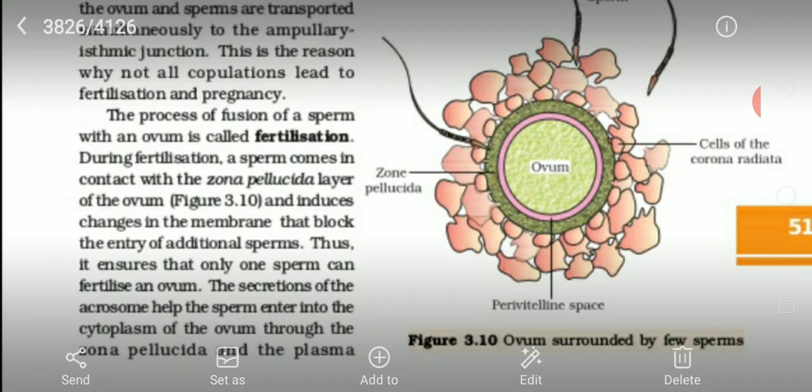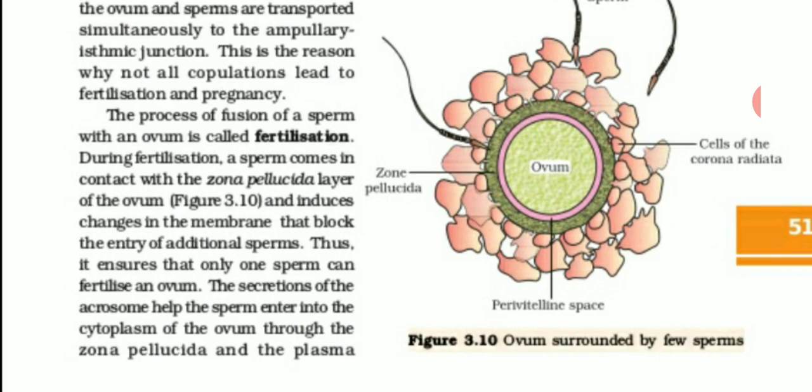The secretion of the acrosome helps the sperm enter into the cytoplasm of the ovum through the zona pellucida and the plasma membrane. So, ये जो sperm होता है, sperm के head में कुछ ऐसे enzymes होते हैं जो zona pellucida membrane को break करने में help करते हैं.